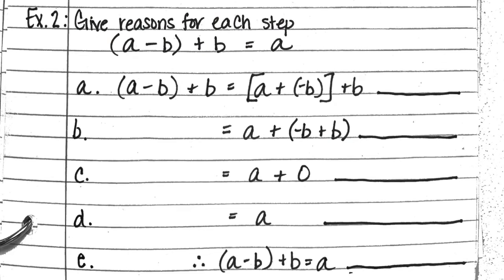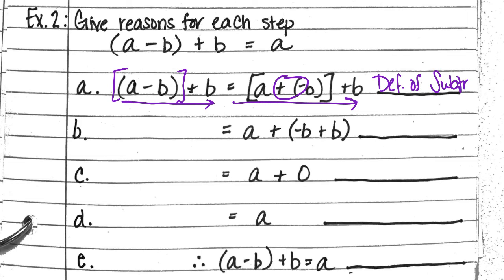All right, give reasons for each step. A minus B in parentheses plus B is equal to A. So the first thing we have to look at is from here to here. Notice that this became an add a negative and we switched the parentheses. So you might be a little tempted to say associative, but because of that add a negative, this is the definition of subtraction. Get used to that one, you'll see it again.